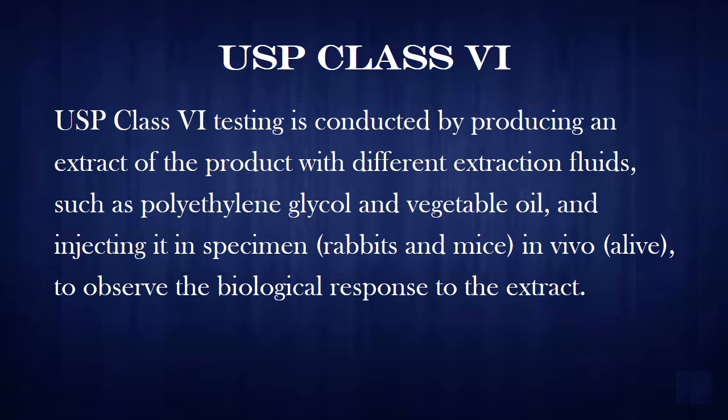Next certification is USP Class VI certification. USP Class VI testing is conducted by producing an extract of the product with different extraction fluids such as polyethylene glycol and vegetable oil. This extract is then injected into the specimens like rabbits and mice in vivo to observe the biological response to the extract by the specimens.